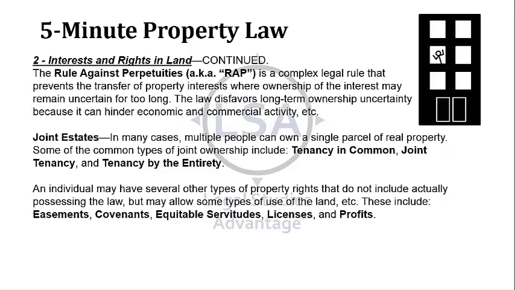Joint estates. In many cases, multiple people can own a single parcel of real property. Some of the common types of joint property ownership include the tenancy in common, the joint tenancy, and tenancy by the entirety. An individual may have several other types of property rights that do not include actually possessing the land, but may allow some types of use of the land, and so forth. These include, for example, easements, covenants, equitable servitudes, licenses, and profits.